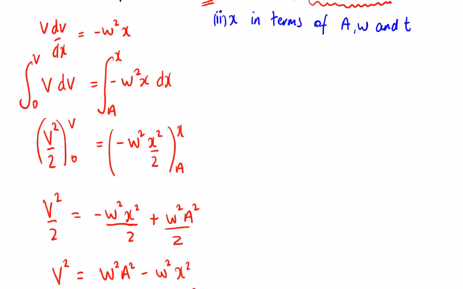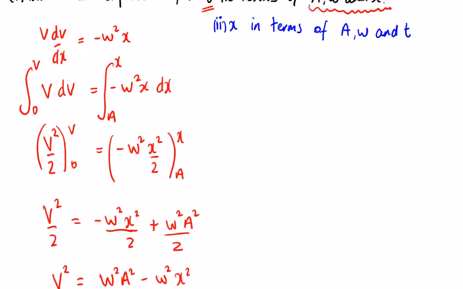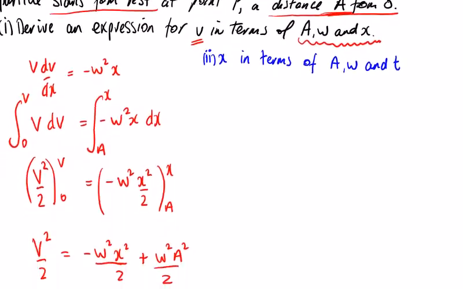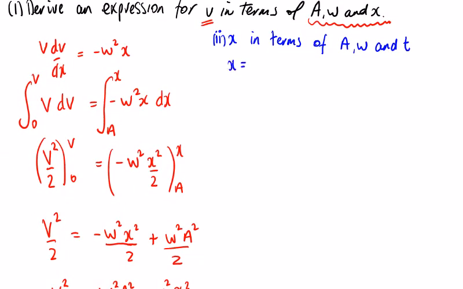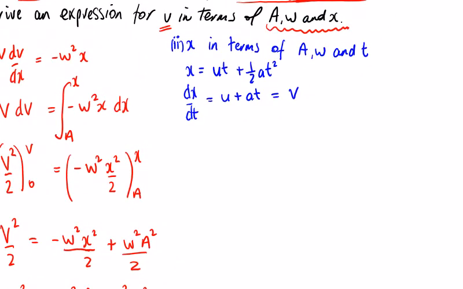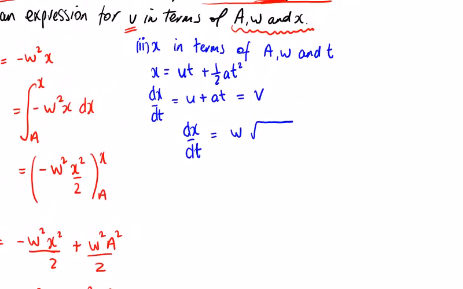Part two. I'm asked for x in terms of a, w, and t, and x was displacement. Displacement is normally my s. s is equal to ut plus a half at squared. But in this case, x is equal to ut plus a half at squared. So if we differentiate x with respect to t, dx/dt is equal to u plus at, which we know is velocity. So just bring my velocity up: dx/dt is equal to w times the square root of a squared minus x squared.